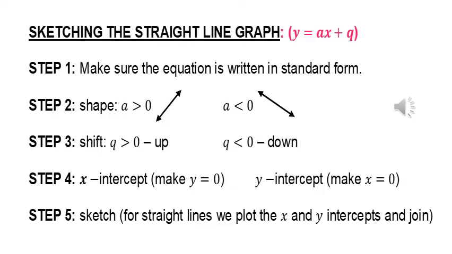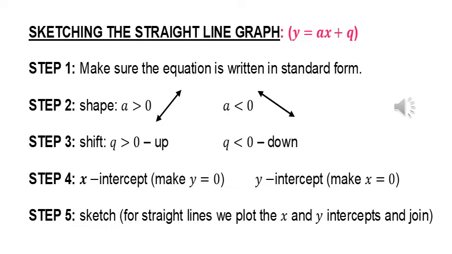And then lastly, before we do some examples together, the steps involved in sketching a straight line graph. The first thing you need to do is make sure that the equation is written in standard form. So in standard form, meaning y = ax + q. It needs to be in that order. The second thing is you would look if a is positive or negative, which would determine if your graph is increasing or decreasing. The third thing you would check is your q positive or negative. So in other words, does your graph shift up or does it shift down?